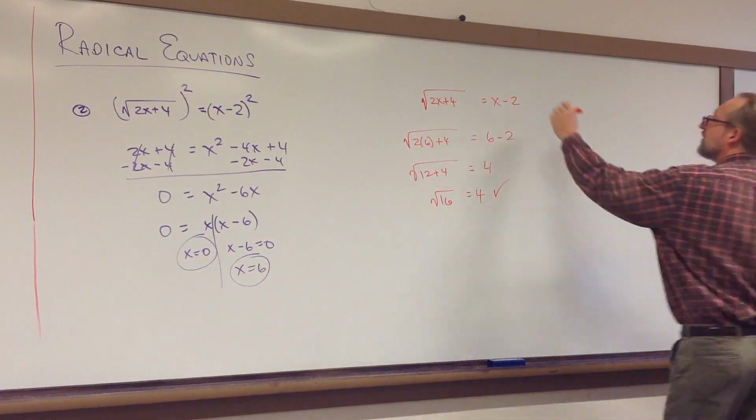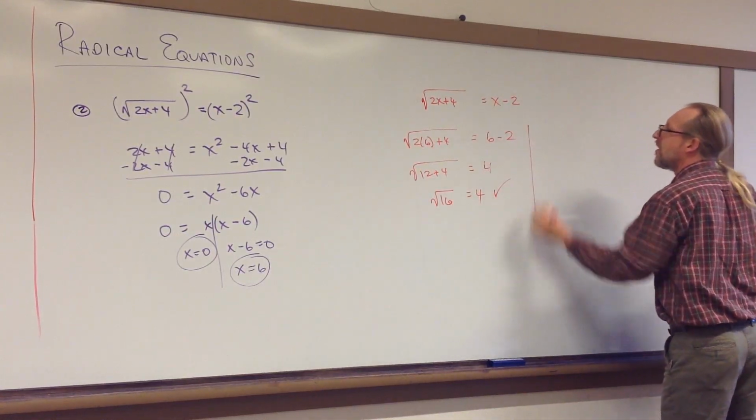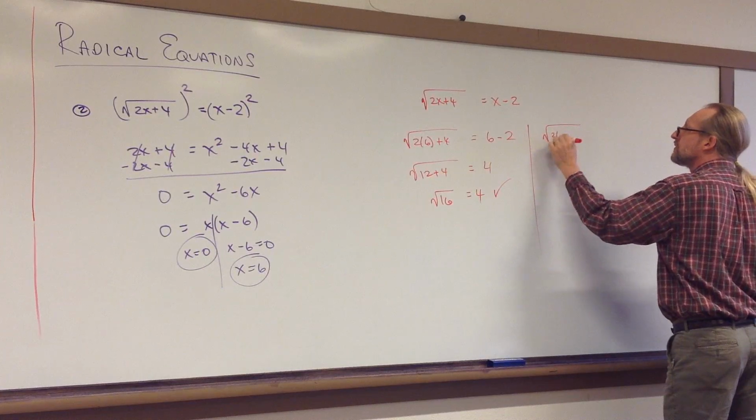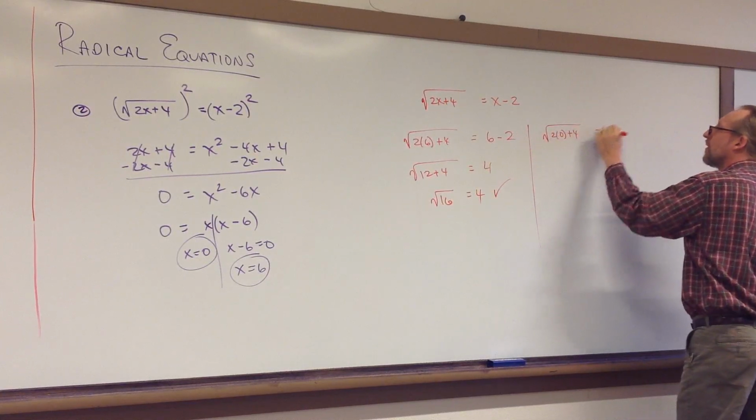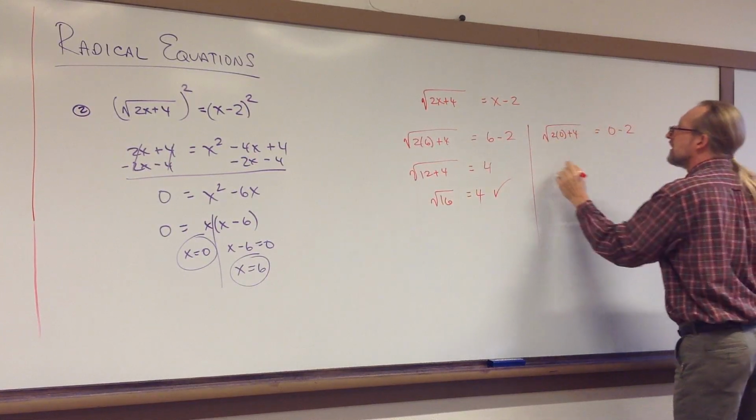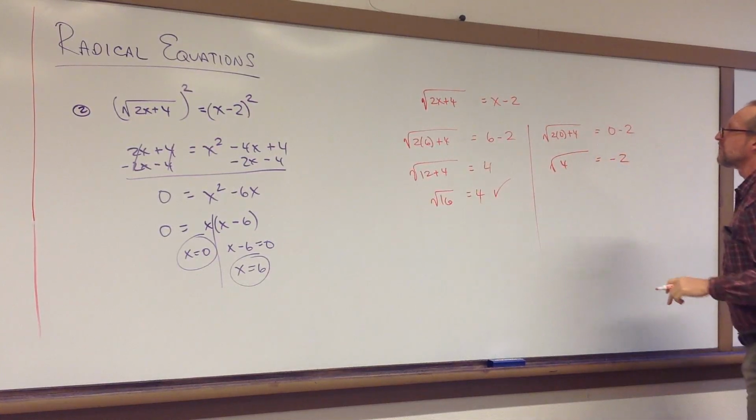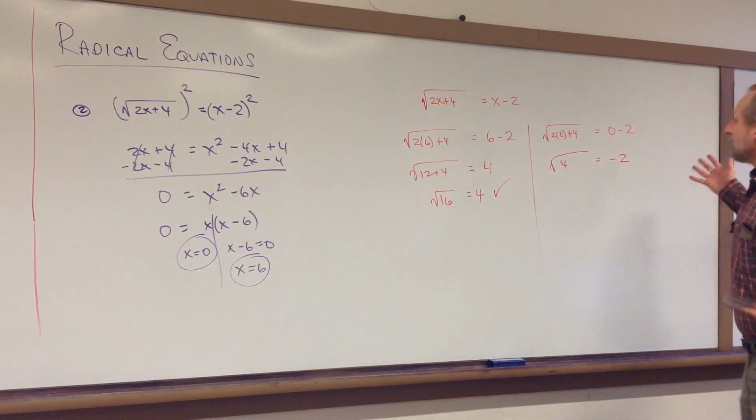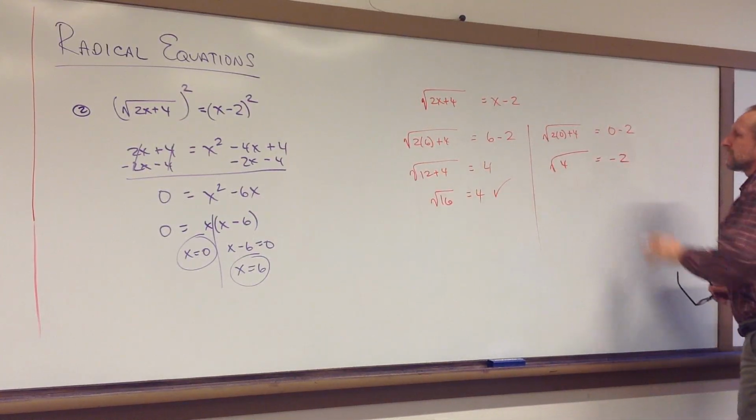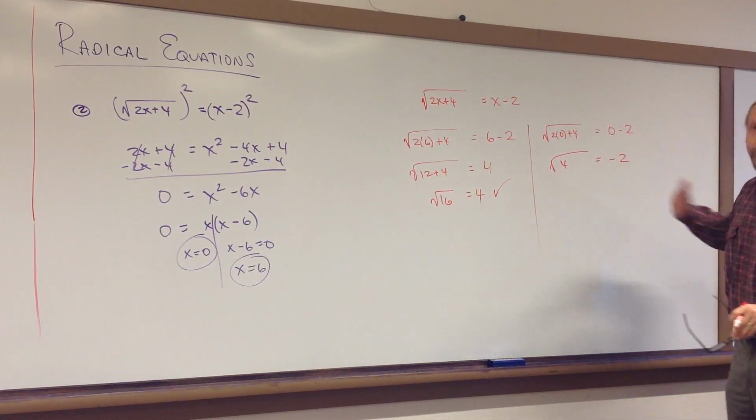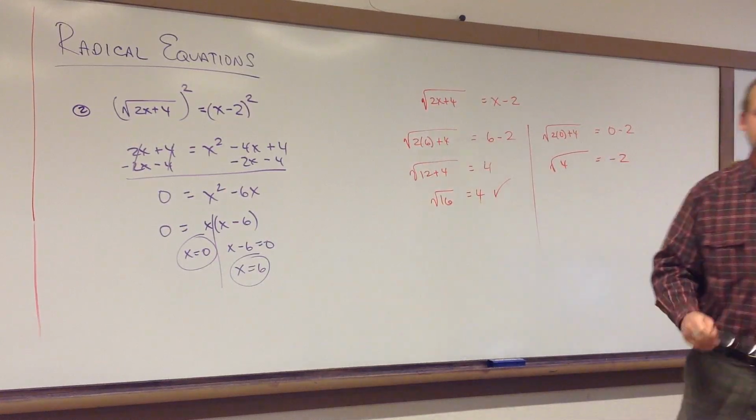But what if we put the 0 in here? Then it'll be 2 times 0 plus 4, and over here 0 minus 2. So that'll say square root of 4 equals negative 2, which I don't have a problem with. I think that this is fine. The square root of 4, one of the square roots of 4 is negative 2.